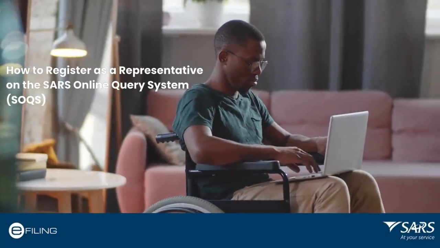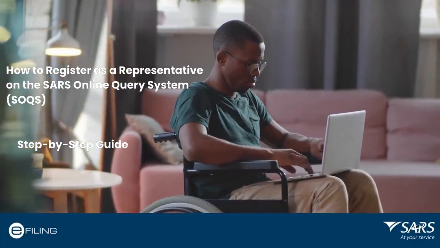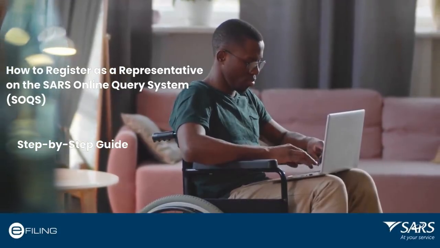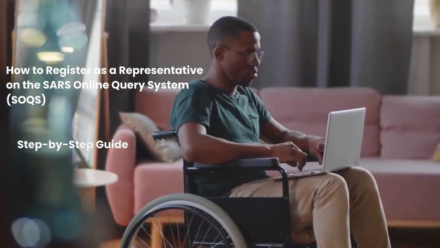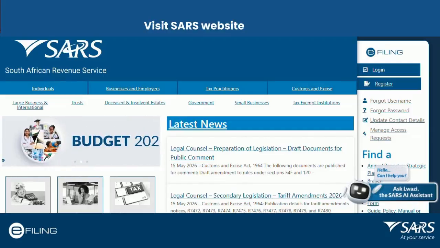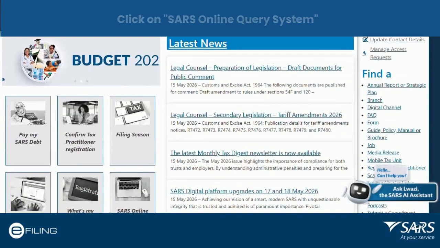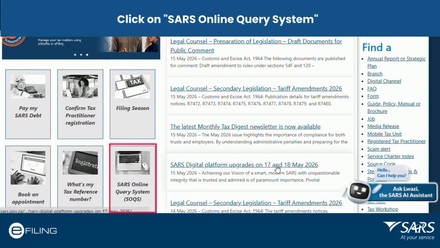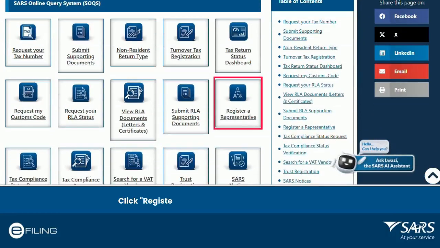Welcome to our tutorial on registering as a representative on the SARS online query system. To begin, visit the SARS website. Scroll down and click on the SARS online query system button. Then click Register a Representative button.